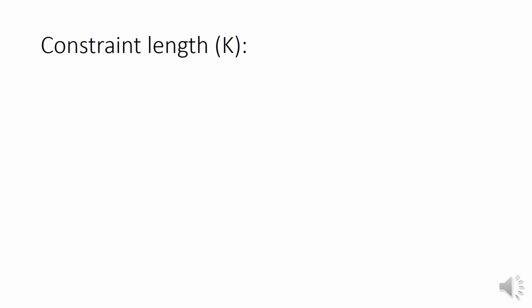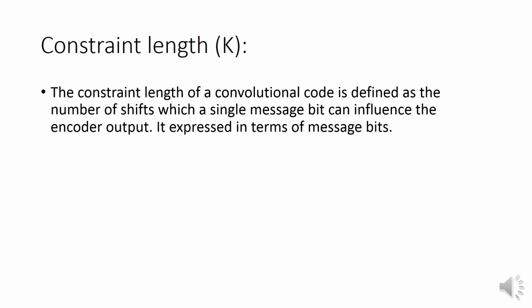Then we have to see the constraint length, denoted by K. The constraint length of a convolutional code is defined as the number of shifts over which a single message bit influences the encoder output. For example, in that figure the constraint length K is equal to 3 bits, because in this encoder a single message bit influences the encoder output for 3 successive shifts. At the 4th shift, the message bit is lost and has no effect on the output.